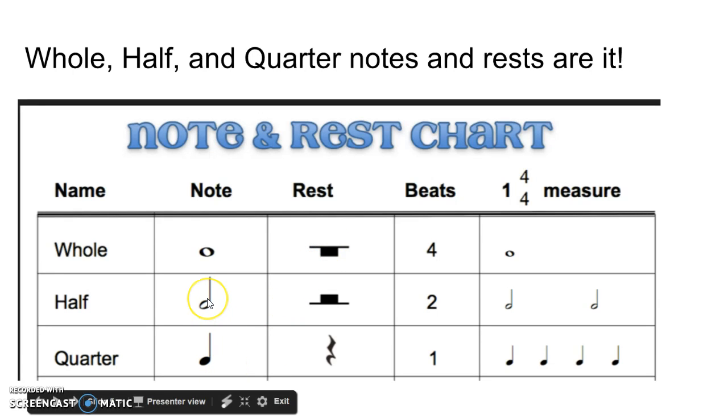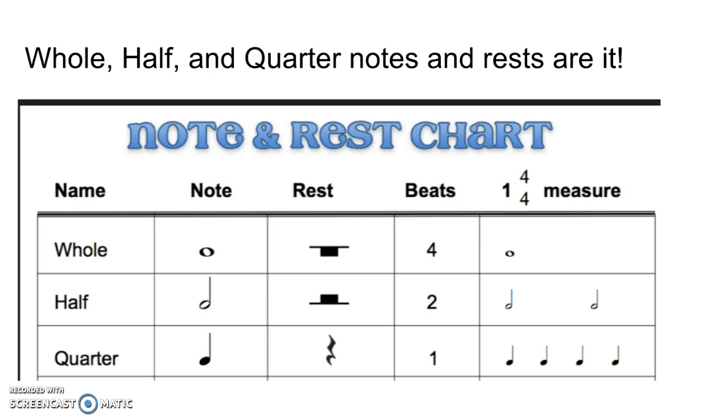Quarter note. Oh, I forgot to sing the half note. Half note. Ba. And then half rest would be 2 beats. Okay? Quarter note would sound like this. Ba. Quarter rest, you would just hear the 1 beat.